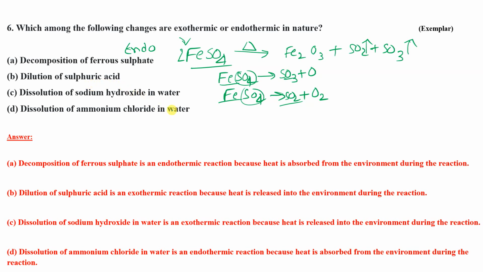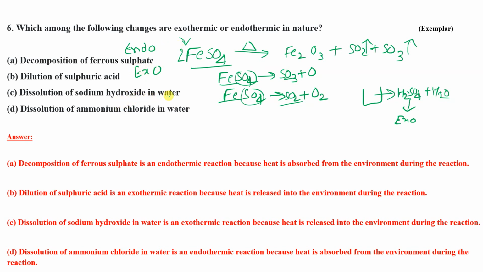Dilution of sulfuric acid, as we said previously. When you dilute any acid, not only sulfuric acid, any type of acid, by adding water, it releases a lot of energy. That is exothermic.